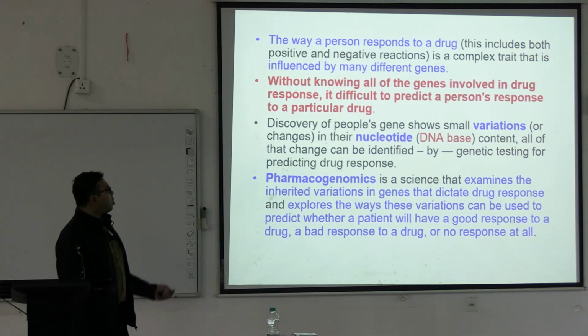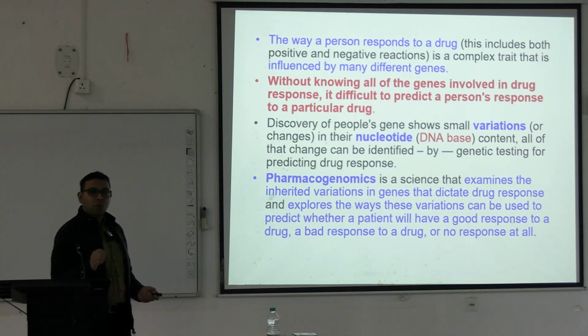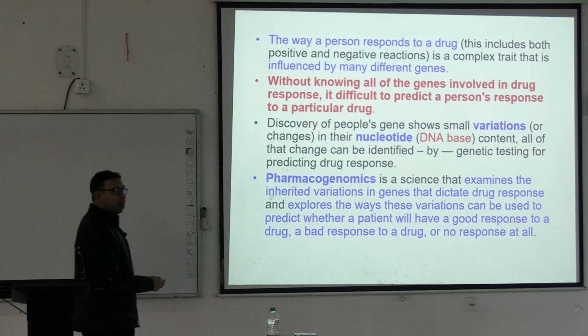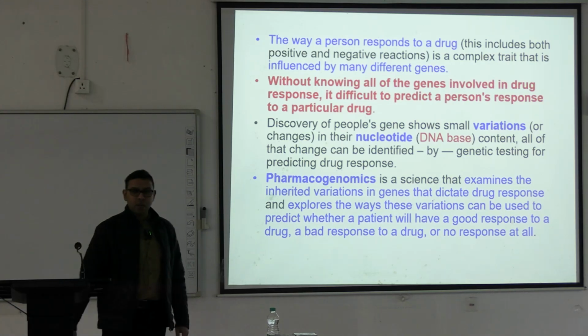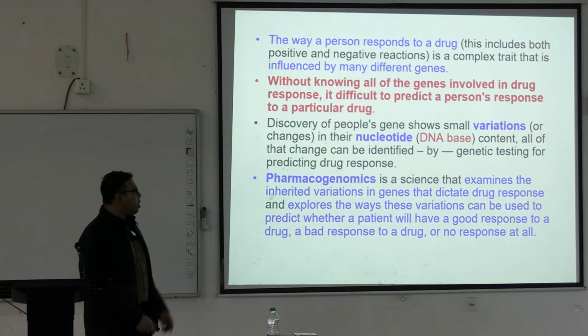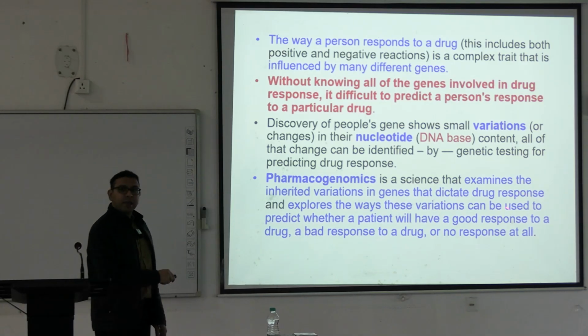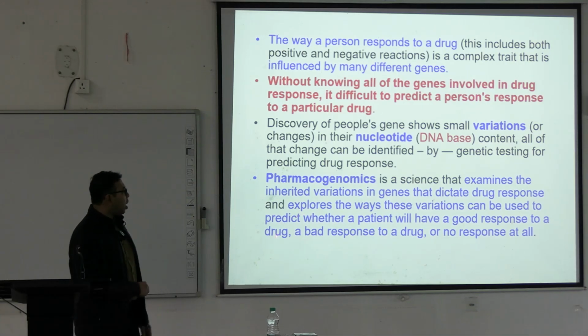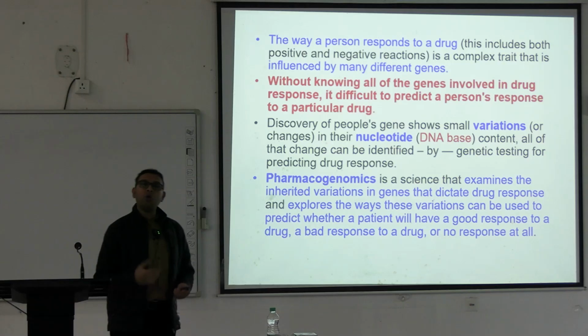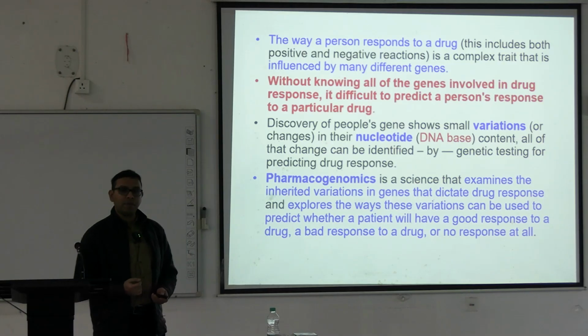a particular drug. So we know there are some small variations in the nucleotide or DNA content, and these variations we want to capture. So pharmacogenomics is a science that examines the inherited variations in genes, variations in genes that are inherited that dictate the drug response, and thus explores the ways these variations can be used to predict whether a patient will have a good response to a drug, or a bad response to a drug, or no response to a drug. So this is the definition of pharmacogenomics.